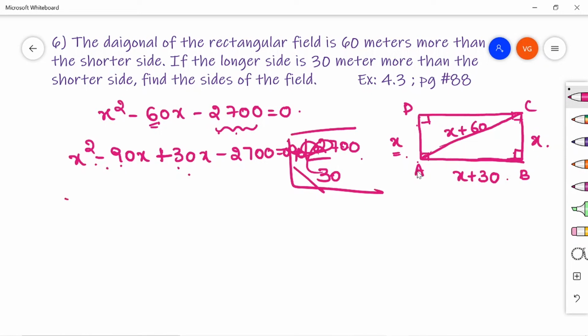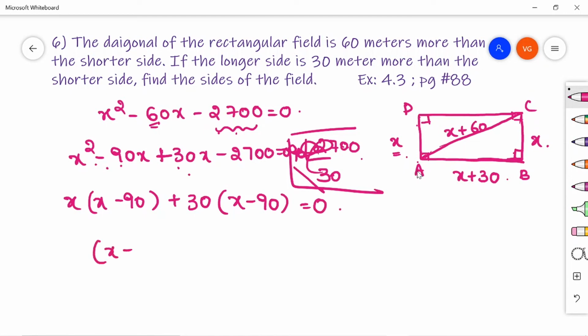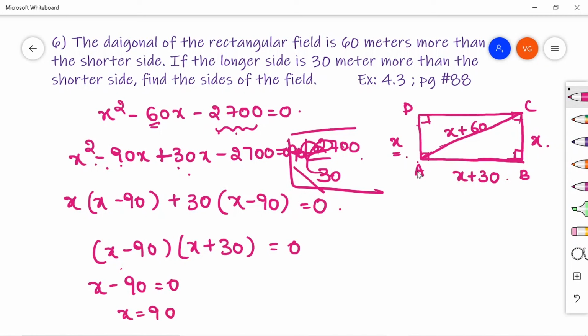Now take x common: x into (x minus 90), then plus 30 you take common, this is also (x minus 90), equal to 0. So (x minus 90) into (x plus 30) is equal to 0. So either x minus 90 is equal to 0, so x is equal to 90 is one solution, and x plus 30 is equal to 0, so x is equal to minus 30 is the other solution.